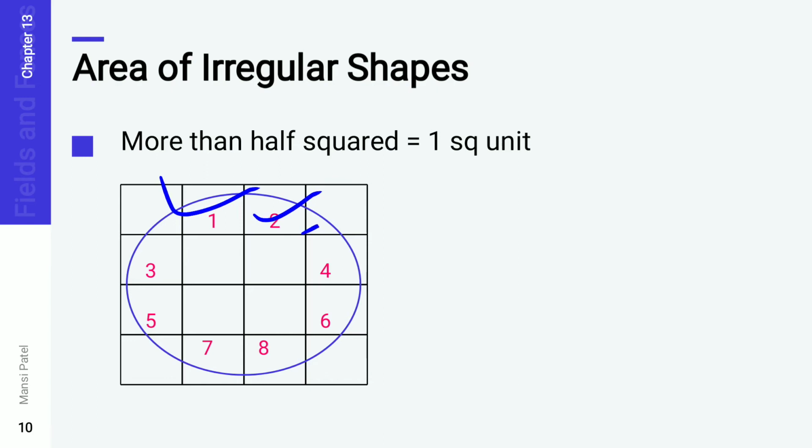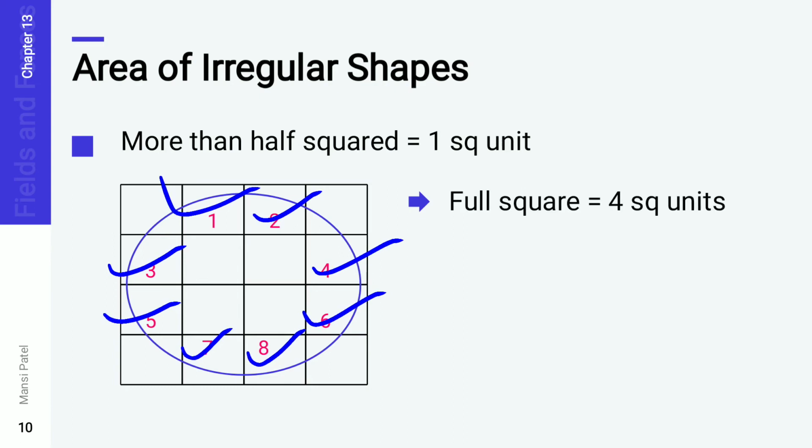Then this occupies less than half, so you don't want to consider this one. Then this one is 3. This one is 4, 5, 6, 7, 8. Now you have to remember that thing only. If any shape occupies more than half a square, then you have to consider it as 1 square unit. So see here in this figure, first you have to write down how many full squares there are.